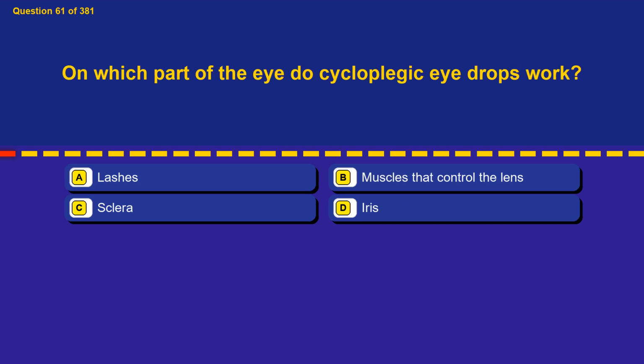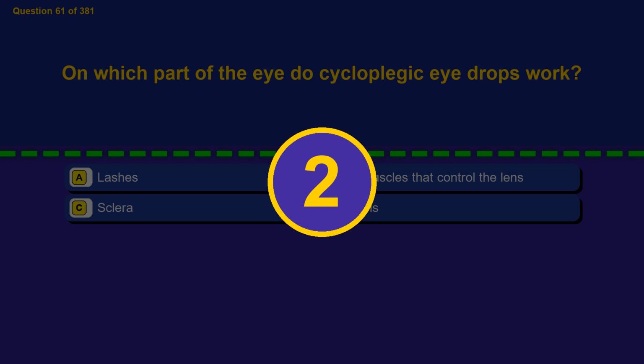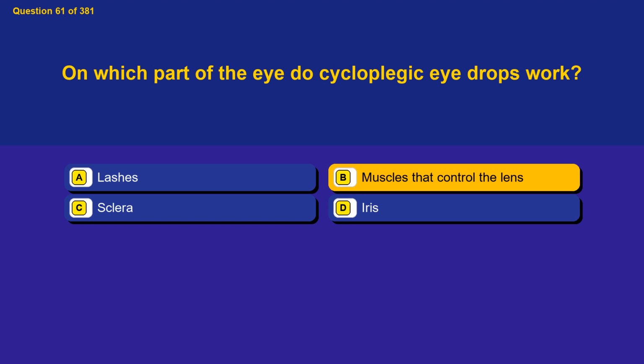Question 61. On which part of the eye do cycloplegic eye drops work? Option A, lashes. Option B, muscles that control the lens. Option C, sclera. Option D, iris. The correct answer is option B, muscles that control the lens.